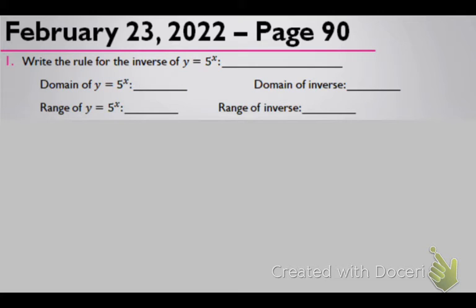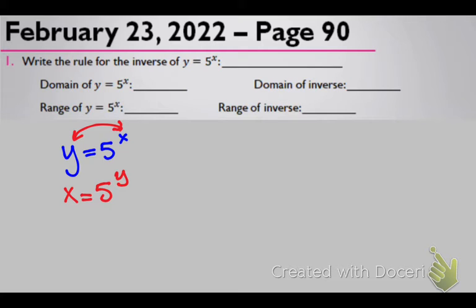So what do we think when we see inverse? Flip the x and y. Yeah, we have the inverse rule y equals 5 to the x. And we know our first step is we want to switch the places of x and y. So we have x equals 5 to the y.